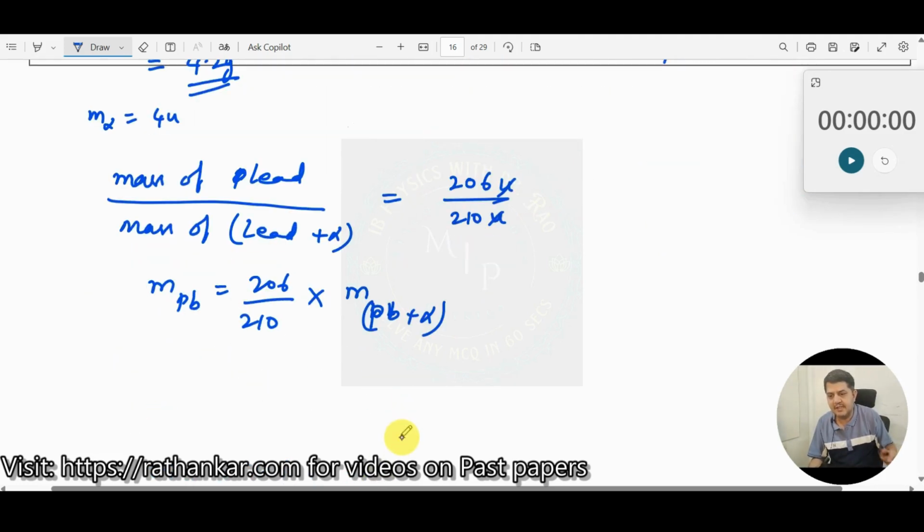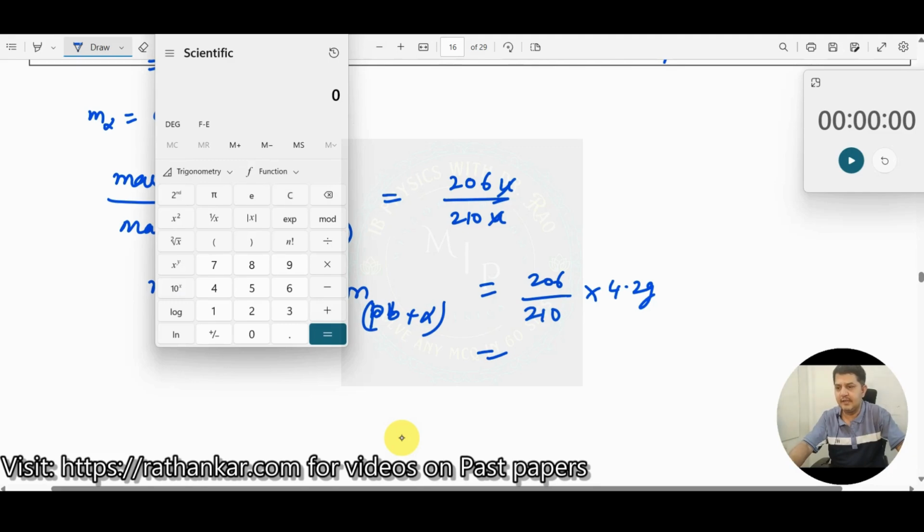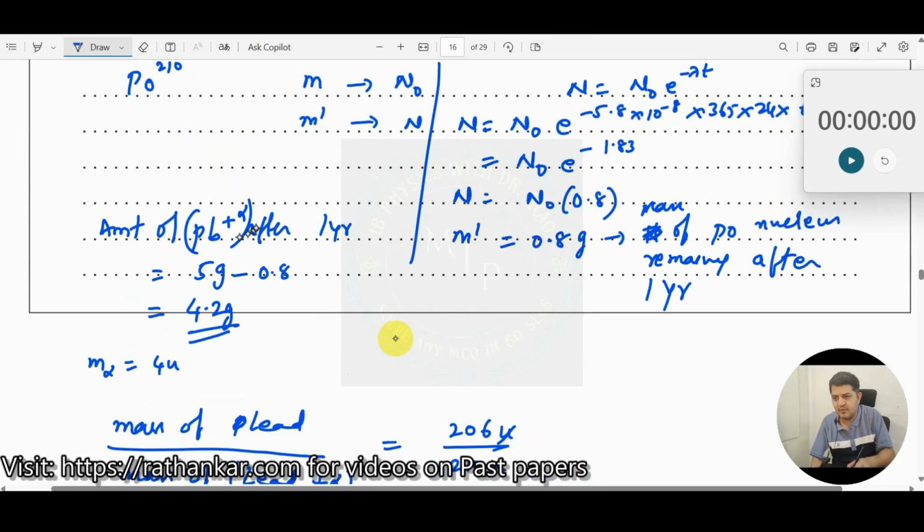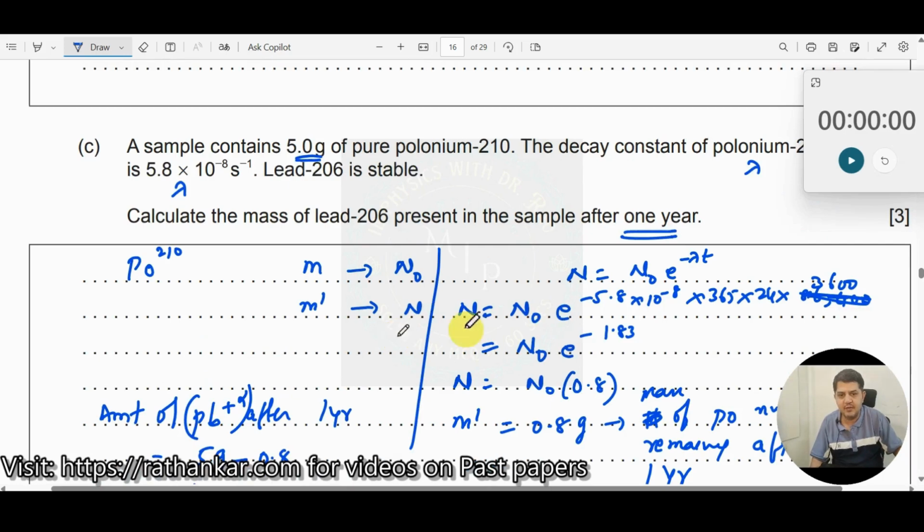So I will substitute this value here. I'll write this as 206 divided by 210 into 4.2 grams. If I do this, I get 4.12 or 4.1 grams. This 4.1 gram is the right answer for the mass of the lead which has been formed. If you just write until the previous step and do not include this calculation, you lose 1 mark. So see to it that you write it correctly. This was 3 marks.